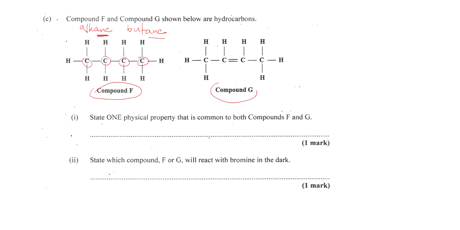In the case of compound G now, we have a double bond present. So therefore, it's an alkene, right? And again, we have 4 carbon atoms. So we can say it is butene, right?